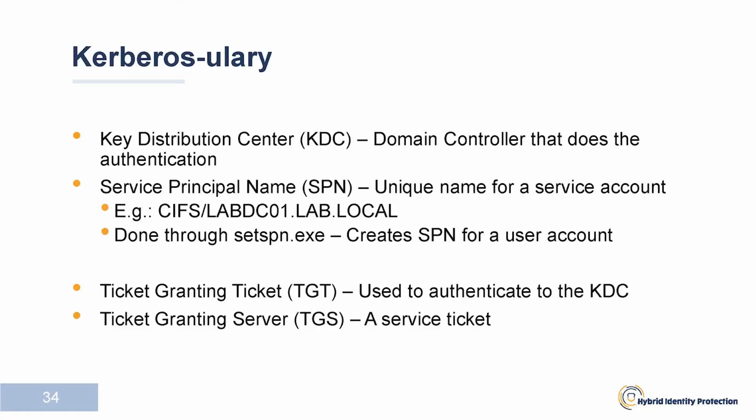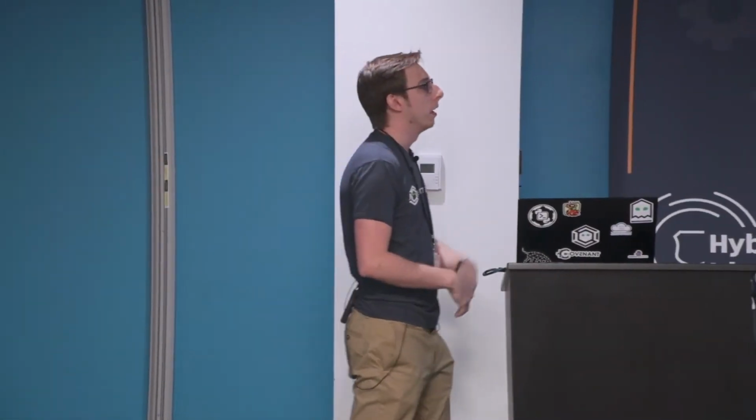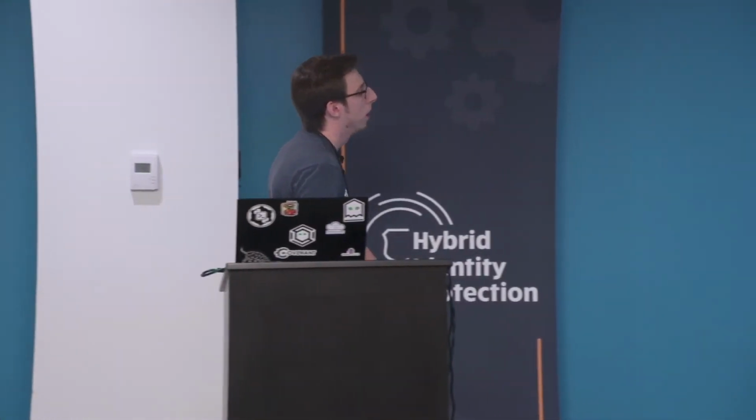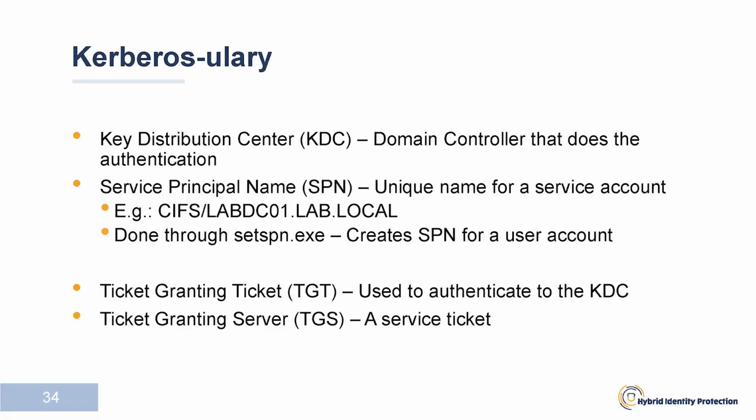Service Principal Name, SPN. It is a unique name for a service account. If you have multiple, let's say, MySQL services across your network, you need to be able to identify those services uniquely. Therefore, SPNs are set for that. As an example for a domain controller, if you want to access the file share on a domain controller, you'll use CIFS. This is done through a program called setspn.exe. This is an actual executable on the domain controller, and I'm going to walk you through what that actually looks like.